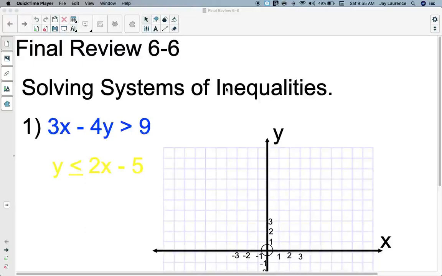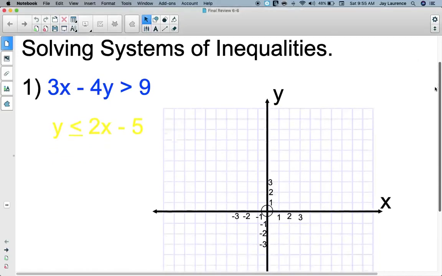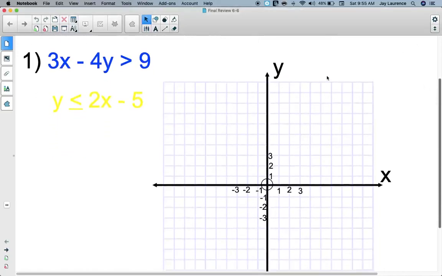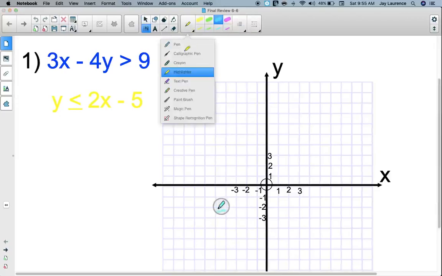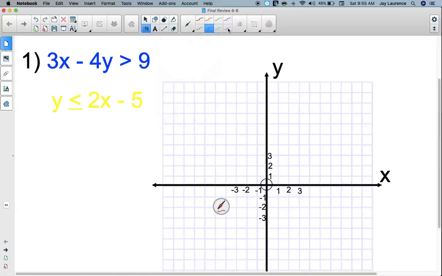This one is about section 6.6, which was solving systems of inequalities. So it's just going to be a continuation of 6.5. It's pretty cool that way. And all that's going to happen is I'm going to graph two inequalities on the same graph. Okay, and then I'll find out where their shading overlaps, and that will be the solution.